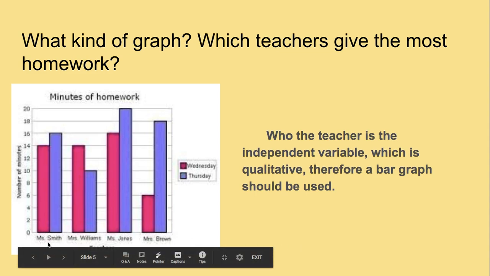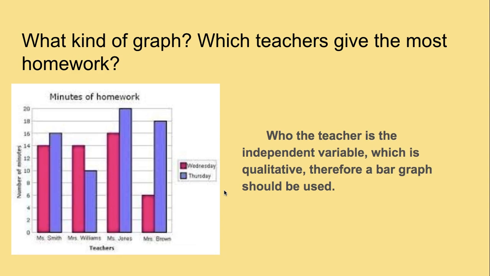So here we have Ms. Smith, Mrs. Williams, Ms. Jones, and Mrs. Brown. And you can see they've included these little keys here. Ms. Jones likes to give homework on Thursdays. On Wednesdays, Ms. Brown gives the least homework. That's what that graph is saying.